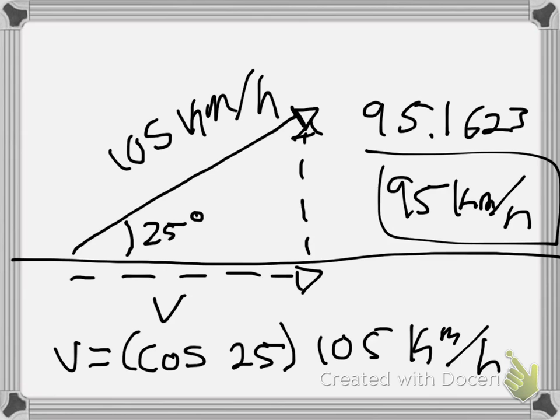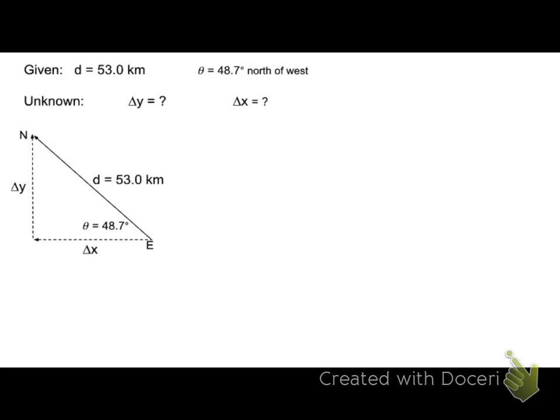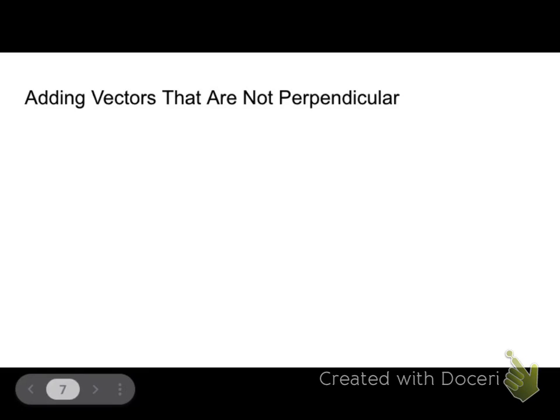All right. With that out of the way, we can hop back into the notes. Now we're going to talk about adding vectors that are not perpendicular. So far, all the vectors that we've been adding have been at right angles to each other, which has made the triangles right, which has made it very easy to do this addition. But we know that things don't always move at right angles to each other, unfortunately. It would be much easier mathematically if they did, but they don't.